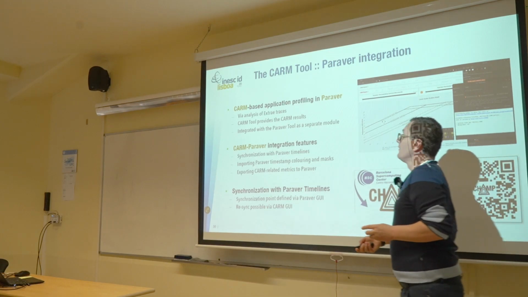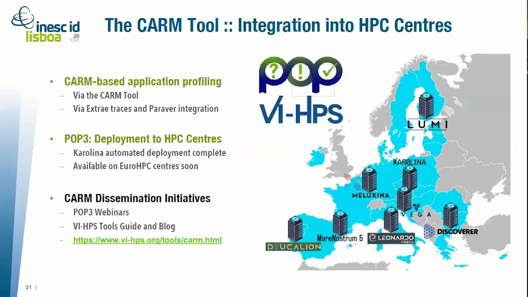And finally, we also work with some dissemination using the POP3 project and the VHPS consortium of the tools in Europe. Currently, we are trying to deploy CARM in all major supercomputers in Europe. We managed to deploy it in Carolina, but then we got stuck. Now we are working to deploy it in all other parts once we figure out the new version of microbenchmarking.